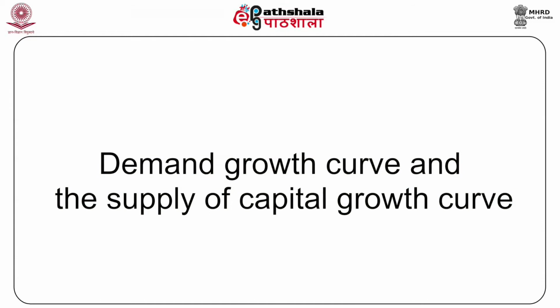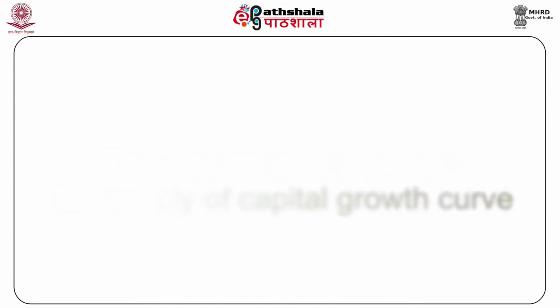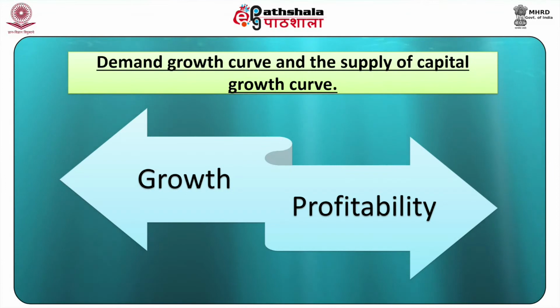Demand growth curve and the supply of capital growth curve. Radice in 1971 developed a scheme to illustrate the Marris model, showing the objectives and behavior of owners and managers, the financial constraints and the relationship between profit and growth. The demand growth curve and supply of capital curve are used to show the two-way relationship between growth and profitability.